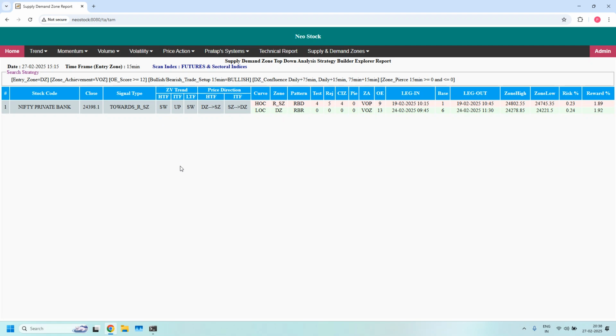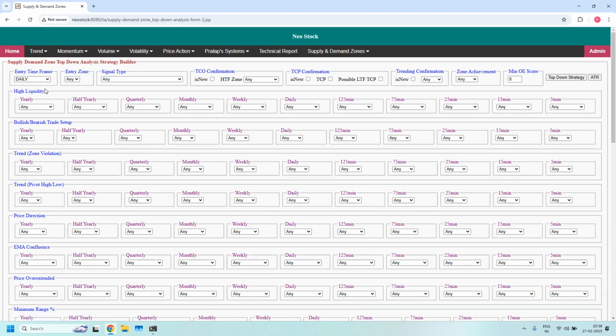Okay, this is about bullish trade setup for daily income trade. Next, bearish trade setup for daily income trade. Entry time frame is 15 minutes. Entry zone is supply zone, and bullish or bearish trade setup at 15 minutes. I am selecting bearish. Zone achievement VOZ.